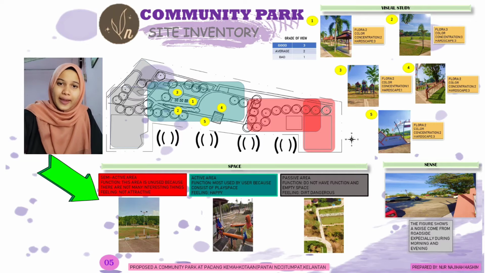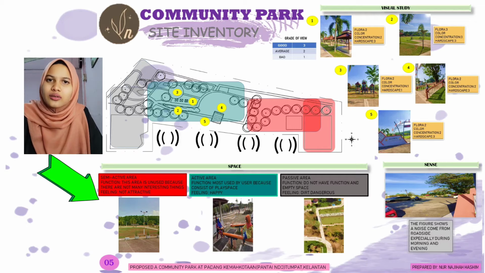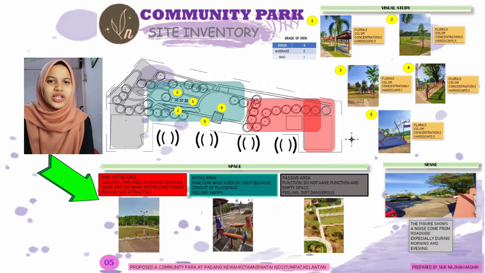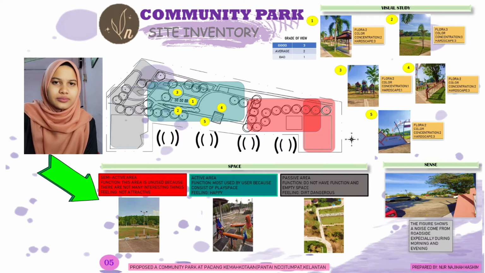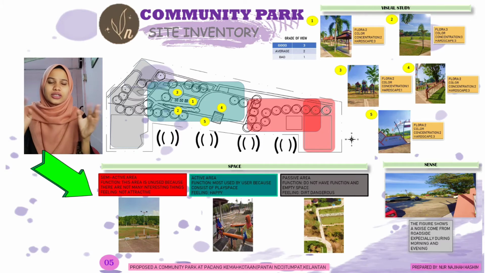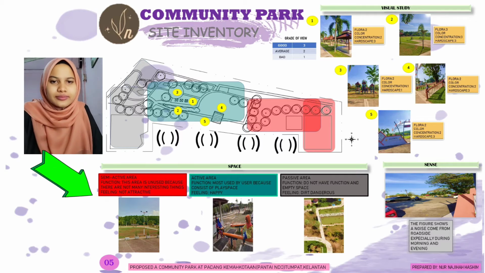The feeling was happy. And then the next one is the passive area, which is the gray area, and it does not have a function, and most of it is empty space. The feeling was dirty and also dangerous to users. Next is sense. The figures show noise from the roadside, especially during morning and evening. So the site plan shows the noise came from the roadside.